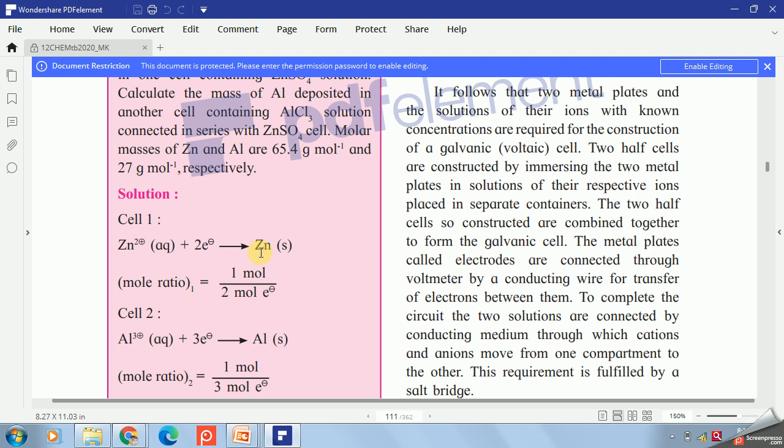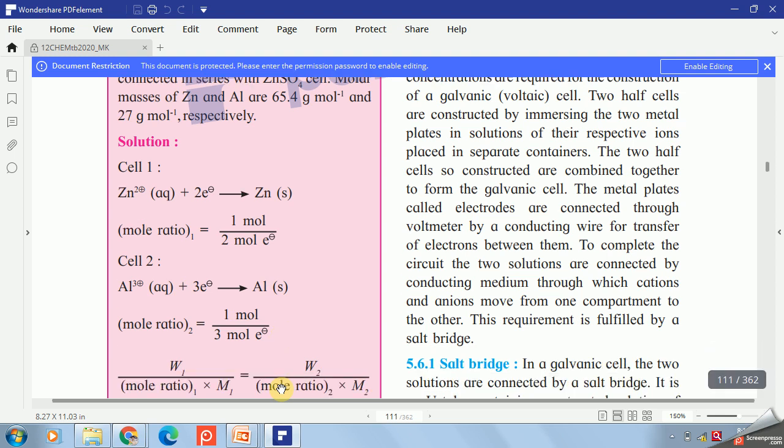Now, the second step: we have to calculate the mole ratio. To prepare 1 mole of zinc, 2 electrons are required, so the mole ratio for the first cell is 1 by 2. And for the second cell, to prepare 1 mole of Al solid, we require 3 moles of electron, so 1 mole divided by 3 mole electron. Now the formula is W1 divided by mole ratio 1 into M1. So the weight of substance 1, that is zinc, divided by mole ratio of zinc into molar mass of zinc is equal to the weight of the second cell substance, that is aluminum, divided by mole ratio of the aluminum cell into molar mass of aluminum.